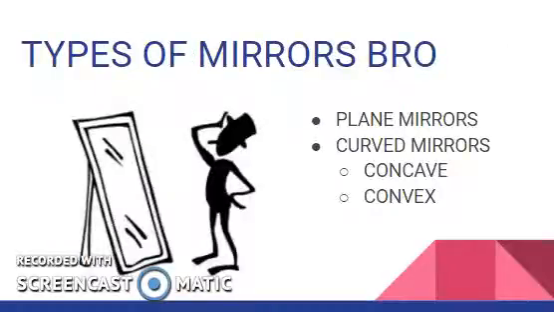Types of mirrors. We have plane mirrors, in which the image appears exactly the same distance away as the object. We have curved mirrors: concave, also known as converging mirrors, bends inward. We'll see those next slide. And convex mirrors, also known as diverging, bends out. We'll see that in the slide after.